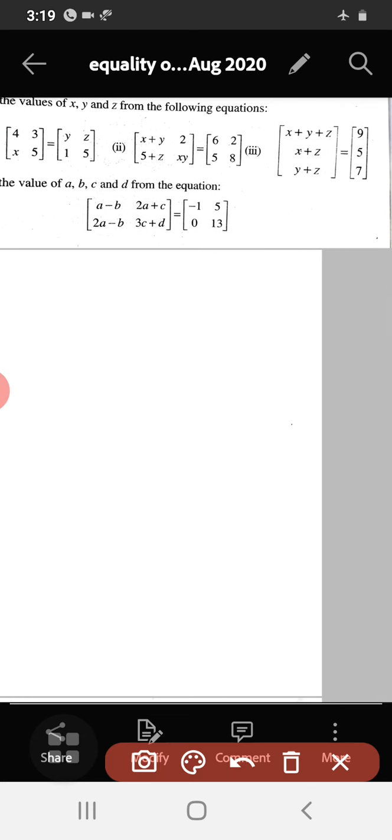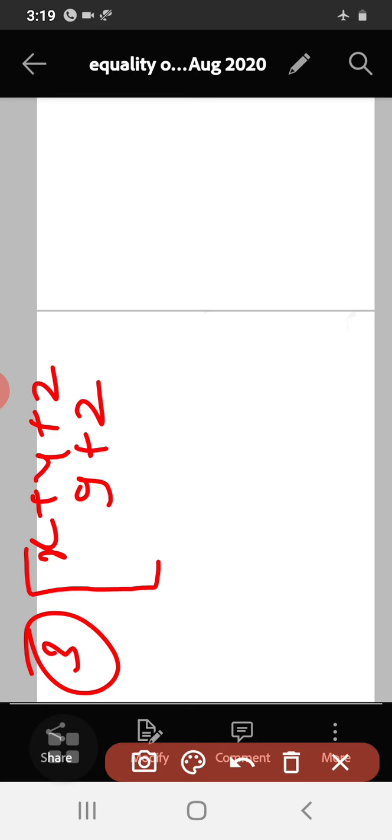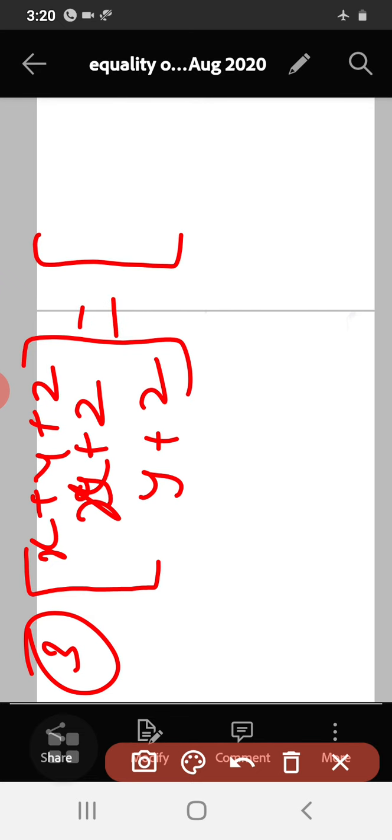So see, this one is given here. So consider the third one. What is given here? The third one is x plus y plus z, then x plus z, then y plus z, is equal to, so right hand side it is 9, 5, 7.